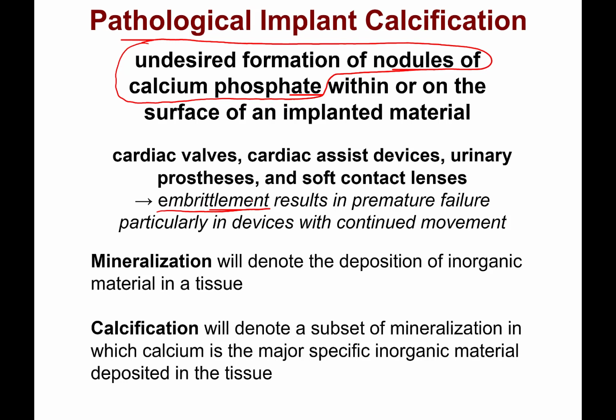So down at the bottom, we just have a couple of definitions here. Mineralization is just non-specific deposition of inorganic material, whereas calcification specifically, which is what happens in our bodies, is a subset of this where we're getting calcium phosphate mineral deposition.